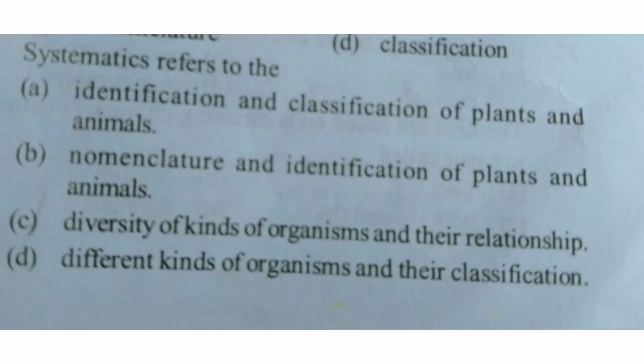Systematics refers to A. Identification and classification of plants and animals. B. Nomenclature and identification of plants and animals. C. Diversity of kinds of organisms and their relationship. D. Different kinds of organisms and their classification.